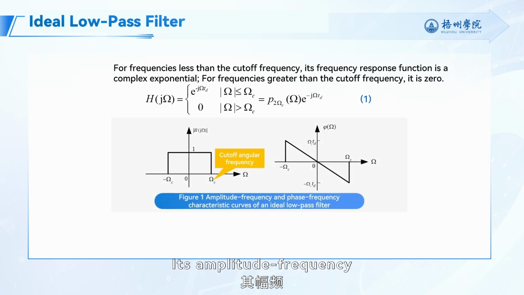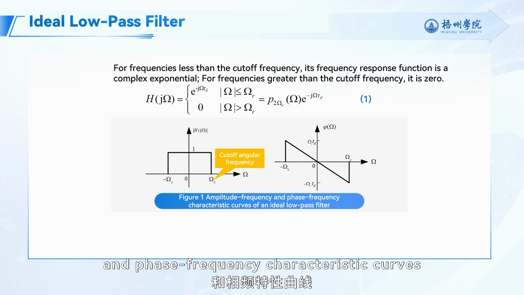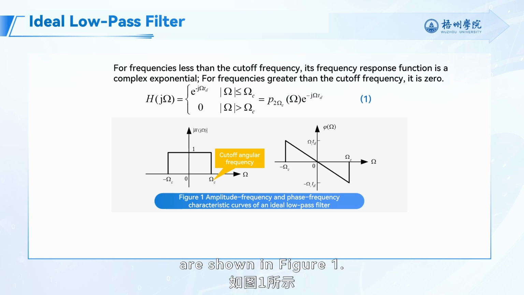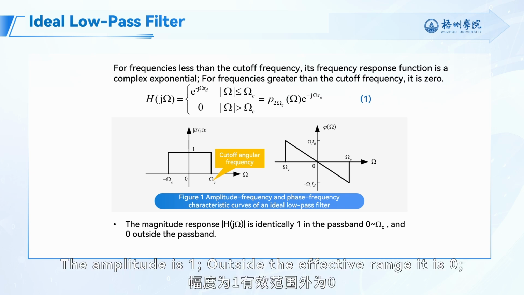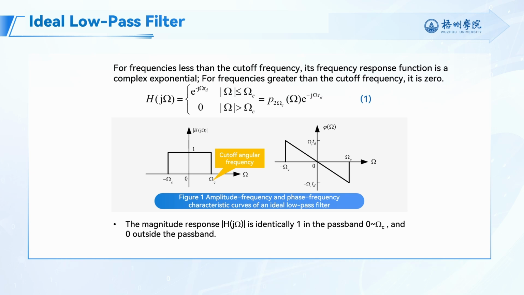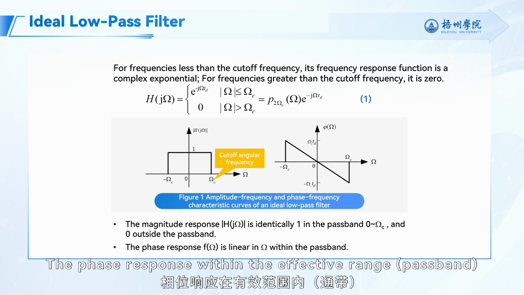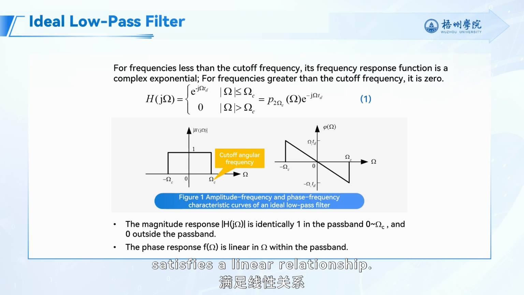Its amplitude frequency and phase frequency characteristic curves are shown in Figure 1. We can see that within the effective frequency range of the signal, the amplitude is 1. Outside the effective range it is 0. The phase response within the effective range, the passband, satisfies a linear relationship.